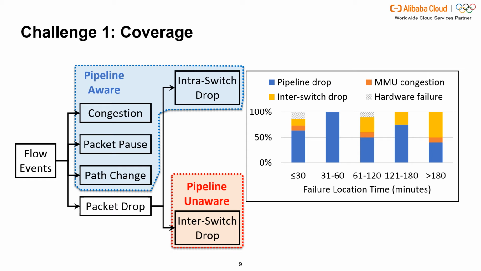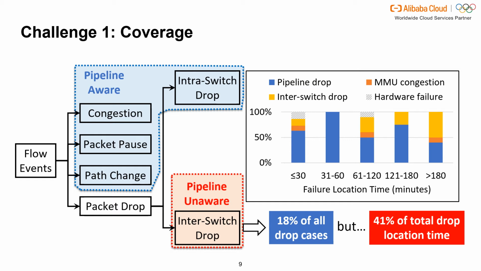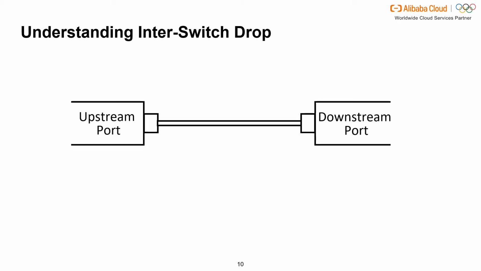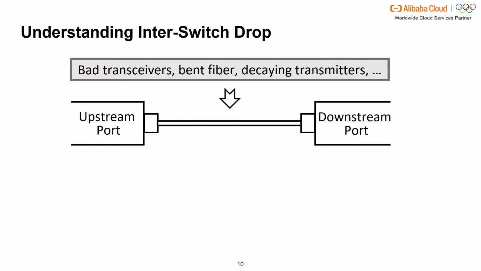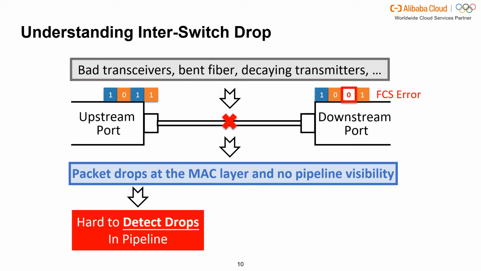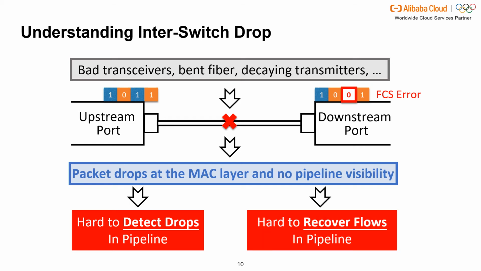But inter-switch drop is pipeline unaware. Although only occupying 18% of drop cases, inter-switch drop needs long location time. Inter-switch drop happens between ports. Due to reasons like decaying transmitters, packet bits could flip abnormally when a packet is transmitted from upstream port to downstream port. The packet will encounter FCS error and be dropped at switch MAC layer without pipeline visibility. This makes it hard to detect inter-switch packet drops and recover flow information of dropped packets.